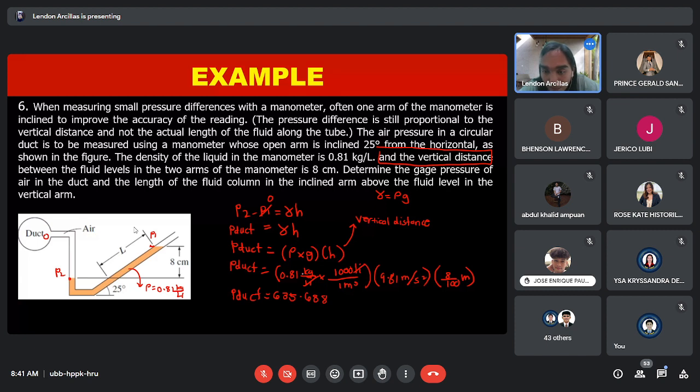This is kilogram meter per second squared, right? Bali ang ano niya is Newton per meter squared, di ba? So this is Pascal. This is kilogram meter per second squared, which is Newton, tama? This is Newton. And then meters cubed times meter, divided by meter is meter squared. Kaya nagiging Newton per square meter or Pascal.